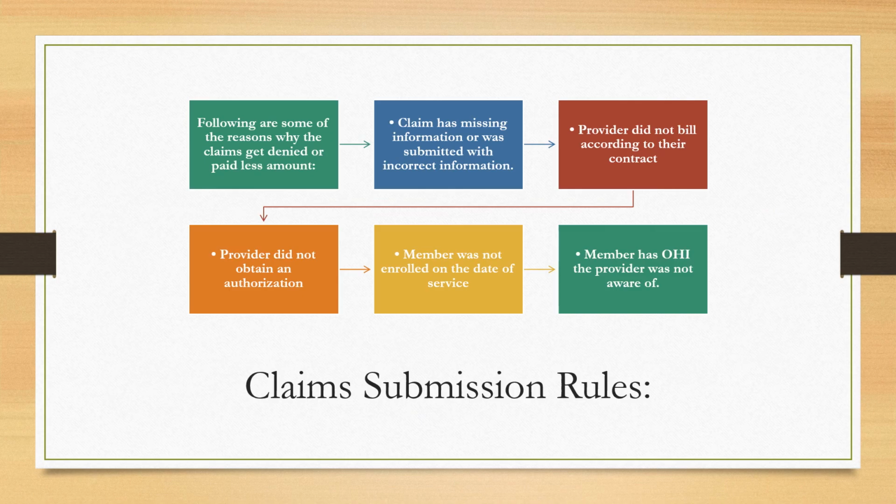There are a few more rules. Following are some of the reasons why claims get denied or paid less amount. Claims have missing information or were submitted with incorrect information of the member, patient, or healthcare provider. The provider did not bill according to their contract. The provider did not obtain an authorization. We will talk about authorization. What is that? The member was not enrolled on the date of service.